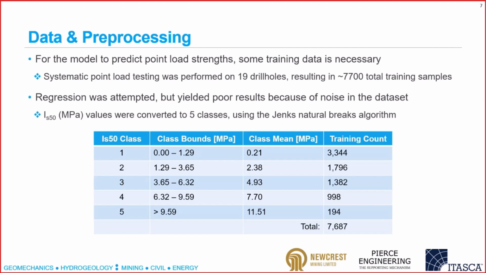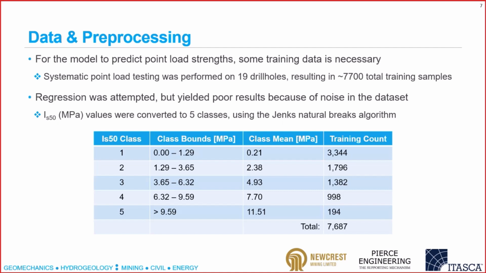But we found that the model yielded very poor results because of noise in the data set. And I think this is pretty natural, right? Point load testing alone is already pretty noisy. You can perform this test on different points in the same piece of core and get slightly different results. And there's also noise attributed to the core logs, where different people might have written down this information and recorded it in a slightly different way. Because of that, regression just didn't work out, and we weren't able to predict an exact value very well.